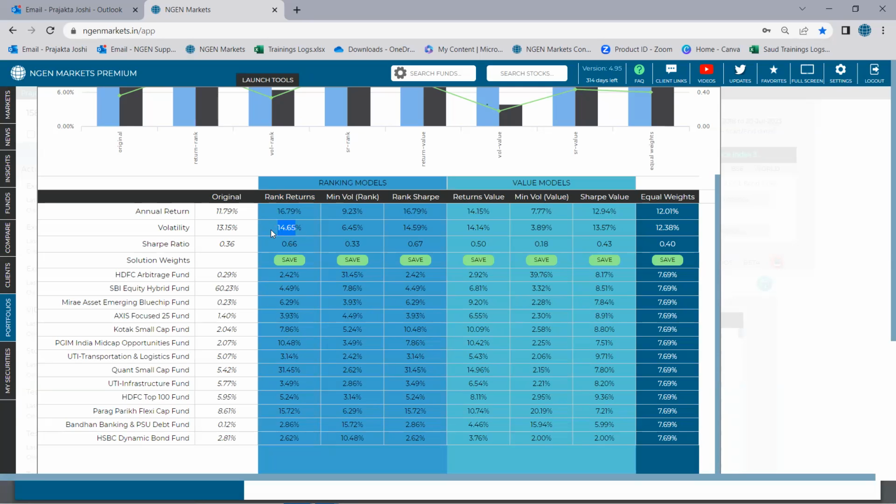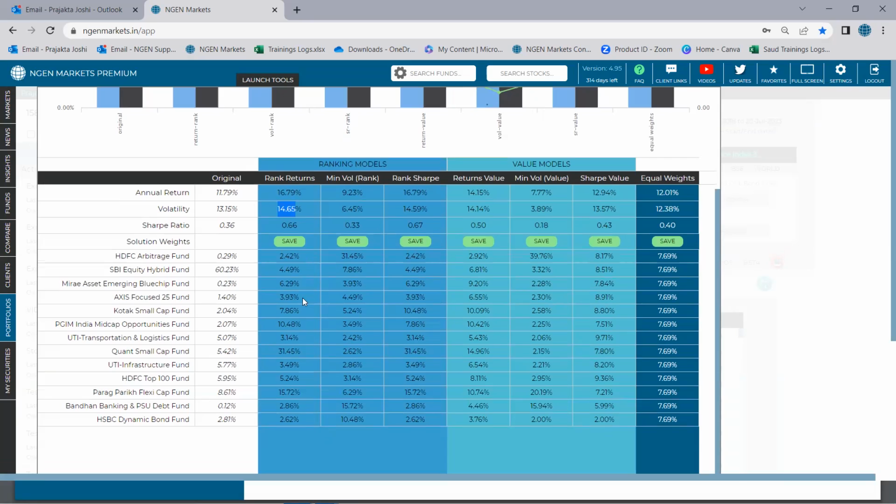So what we can typically see is, with just a 1% increase in the volatility or the risk of the portfolio, incremental return was given to an extent of 5%. Okay, and to achieve that, how was the allocation in the portfolio?